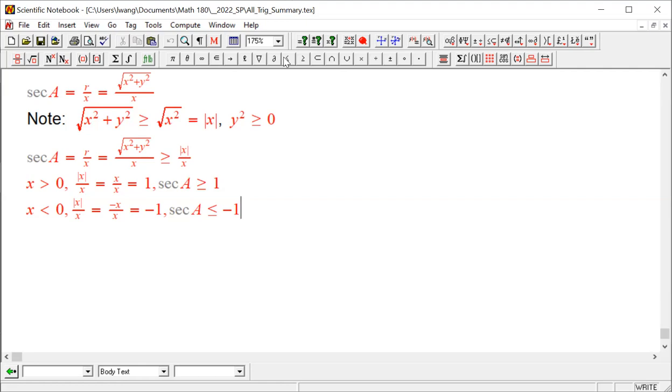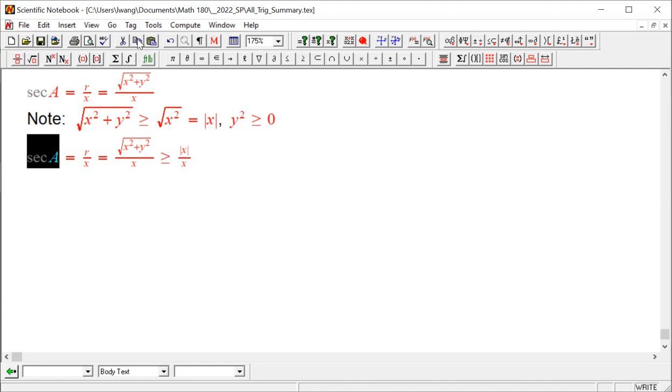Let me do it another way. I think I probably have made this a little bit more complicated, even though it works. Let me do it another way, okay? So what I would do is take this piece, larger than that, right? We take the absolute value.